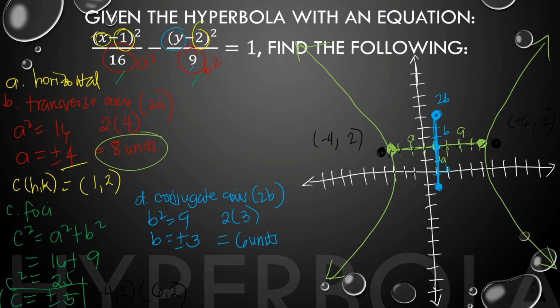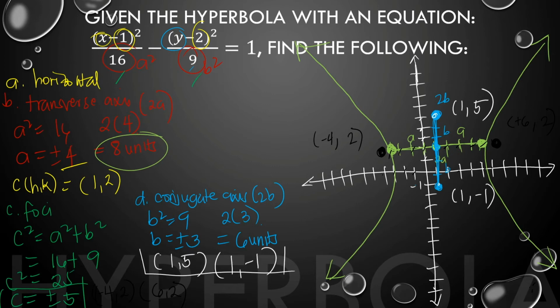And then, hanapin natin yung coordinates niya. So, itong point na ito ay nasa positive 1 and 1, 2, 3, 4, 5, 5 units mula sa origin. And then, ito naman, positive 1 din and nasa negative 1 naman siya. So, yung conjugate axis ay nasa 1 and 5, saka 1 and negative 1. Ito yung coordinates ng conjugate axis. And then, yung length niya is 6 units.